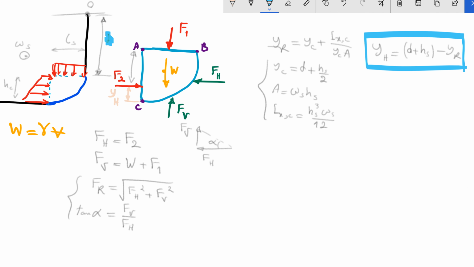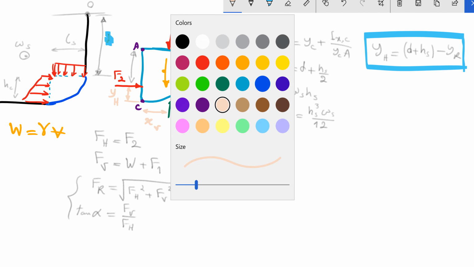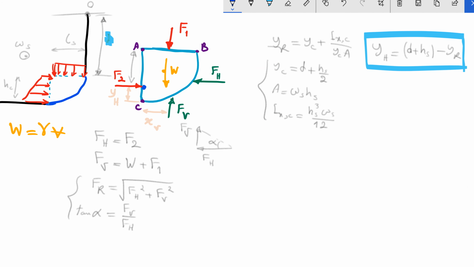Now we need to find XV, which is going to be this distance. To find that point, I'm going to find the moment about this point. And let's call it I. If I select another point, I'm going to have trouble, but by selecting this point, I basically get rid of F2 and Fh, because both of them are passing through that point.